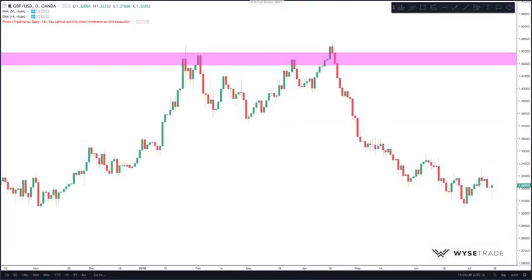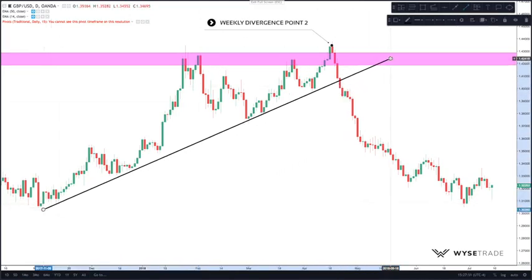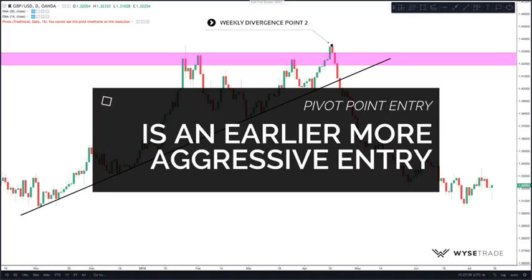Now, here in the daily is where you would enter on a traditional swing trade. This point here is the higher high of the weekly divergence, and you could have gone in on the break of the trend line here that confirms the monthly and weekly time frame bearish price action. Now, through using pivot points, you could have gone in earlier with a more aggressive entry.